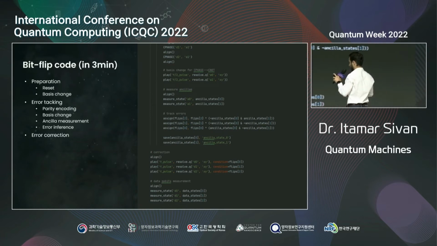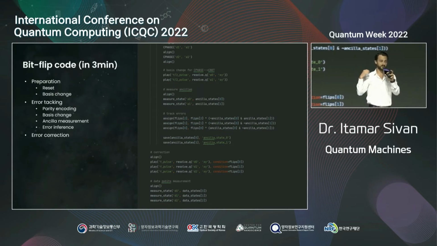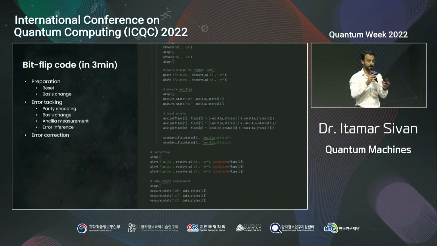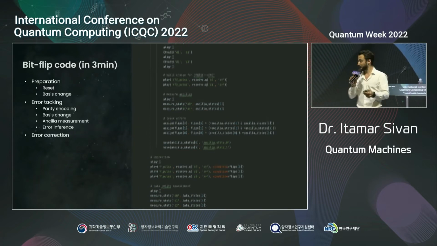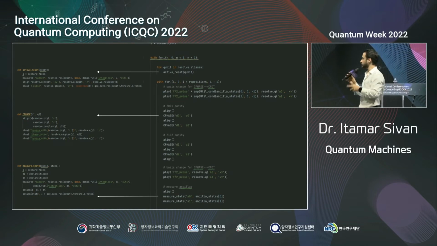What is this measure state? Maybe it hides a lot of code because it looks very brief, but maybe there's a ton hiding behind the scenes. But in fact, there is not much hiding behind the scenes. This is all you have, right? We used a few macros, but this is the entire code for this bit flip. So if you have 5 good qubits in your lab, you can run this tomorrow, guaranteed.